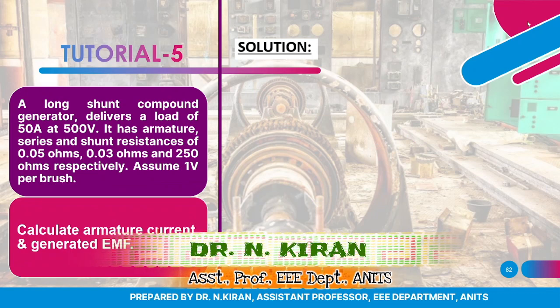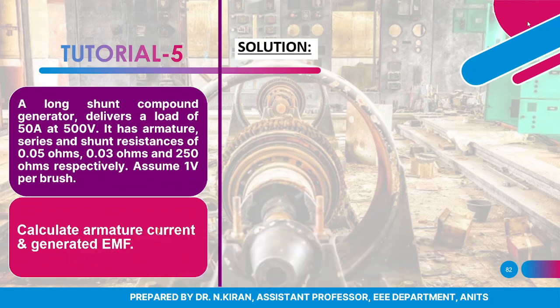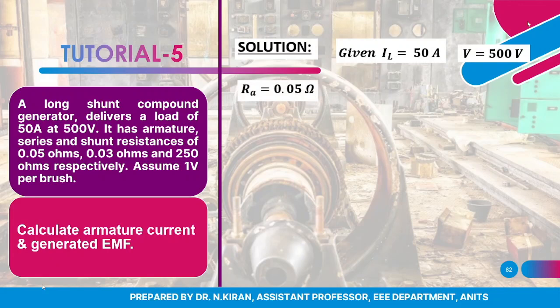So the fifth tutorial: a long shunt compound generator delivers a load of 50 amps at 500 volts. It has armature, series and shunt resistances of 0.05 ohms, 0.03 ohms and 250 ohms respectively. Assume 1 volt per brush, calculate armature current and generated EMF. So given data, load current is given as 50 amps, terminal voltage 500 volts, armature resistance 0.05 ohms, shunt field resistance 250 ohms, and series field resistance as 0.03 ohms.